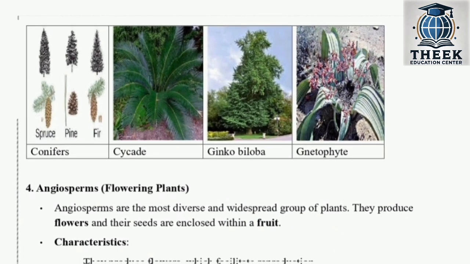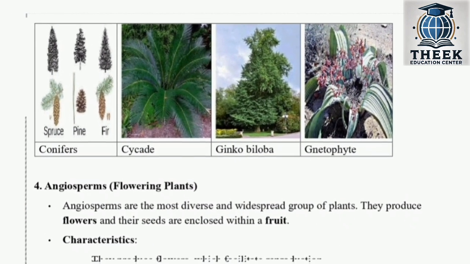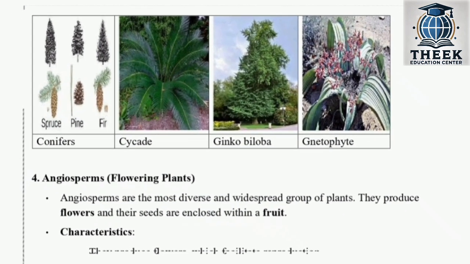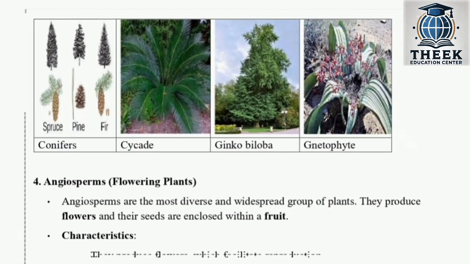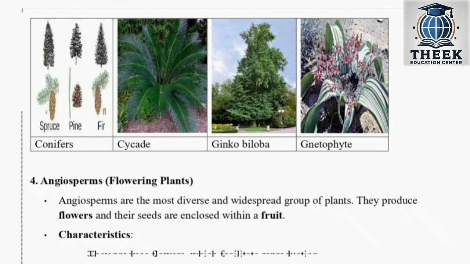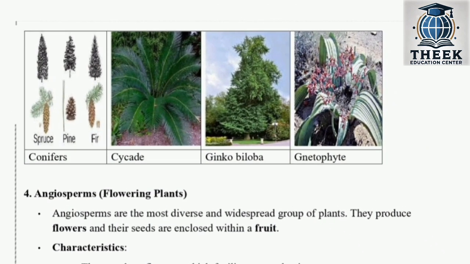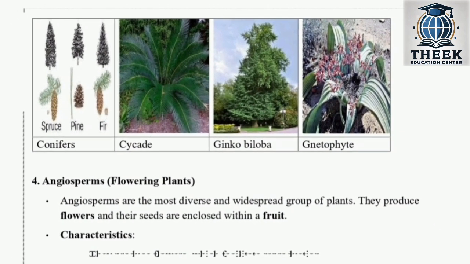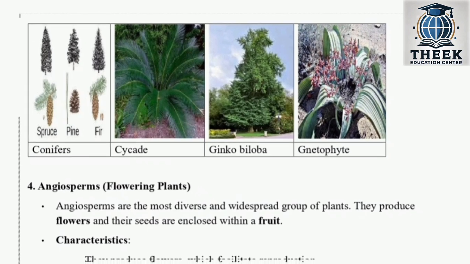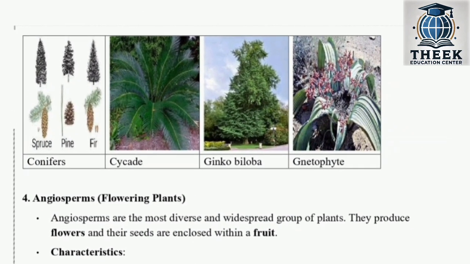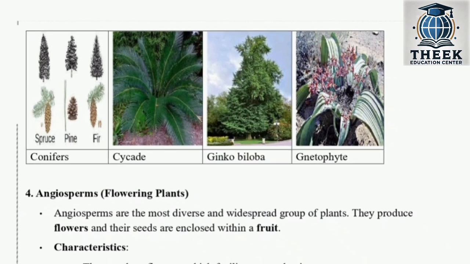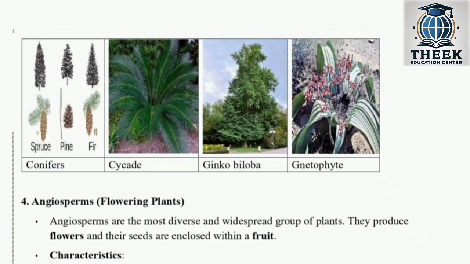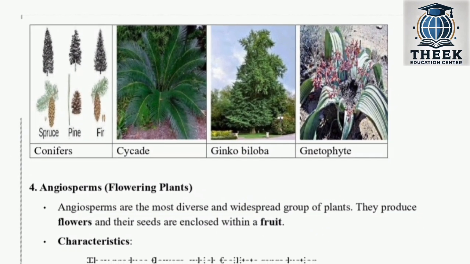And number 4, we have what are called the angiosperms. The angiosperms are the flowering plants. So when somebody mentions the angiosperms, what should come to your mind is the flowering plants. These are the plants that bear flowers. The angiosperms are the most diverse and widespread group of plants. They produce flowers, and their seeds are enclosed within a fruit.